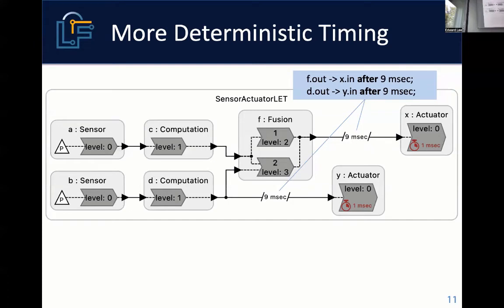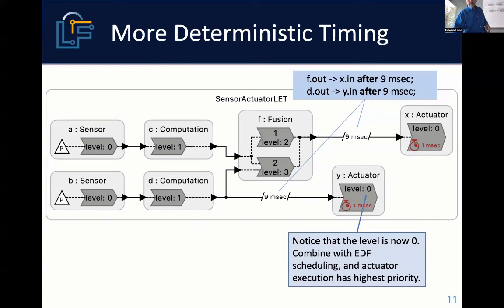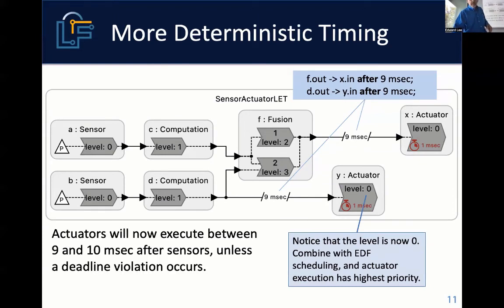Between 9 unless the deadline gets violated. Right, so I've greatly reduced the wiggle. So now I'm going to get more repeatable behavior from the system. This principle is known as logical execution time, and it's something that is actually used in practice quite a bit whenever you want to get repeatable behavior in some kind of control system.